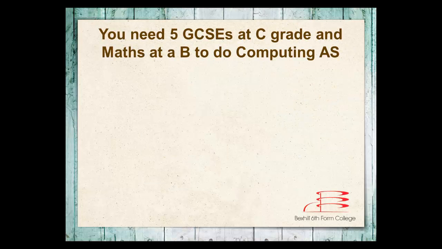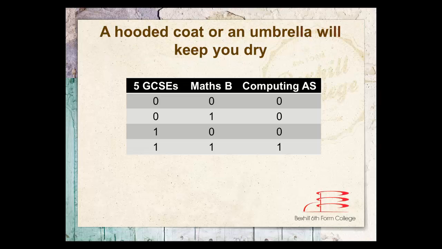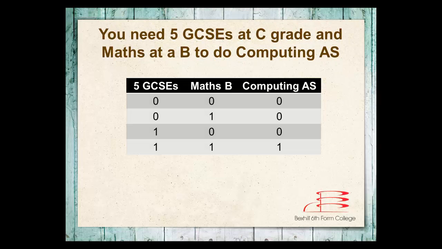Entrance requirements for computing AS. You all had these when you came here to this college. These work slightly differently. In this case, we've got this truth table. In this case, it doesn't actually matter if you've got 5 GCSEs, and it doesn't matter if you've got the maths at B. It matters that you have both at the same time. If you don't have both, then you don't get into computing AS. The only way you can get into computing AS here is 5 GCSEs with a maths at B.